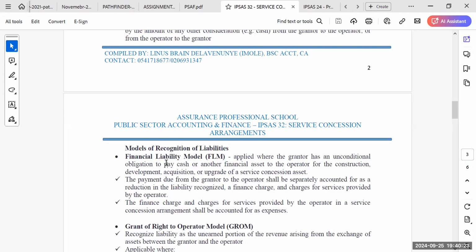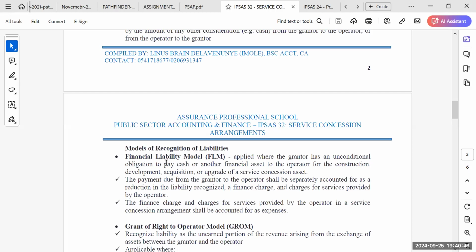It means that that particular place cannot be used by the operator. So if the operator should have used that place, what will be the revenue that will be getting? Since the government officials are now occupying that place, government will pay what? A cash relating to the portion of that part, the revenue relating to the portion that has been occupied by the government officials. That's why we use the grant of right to the operator model.